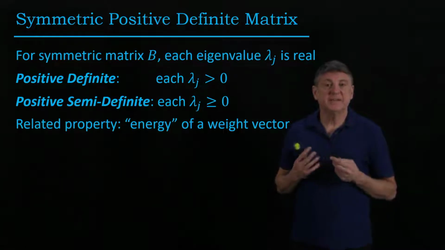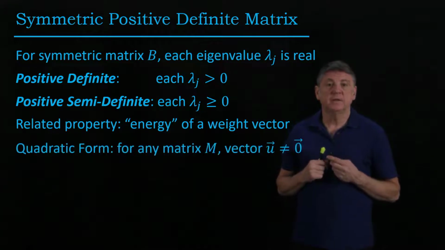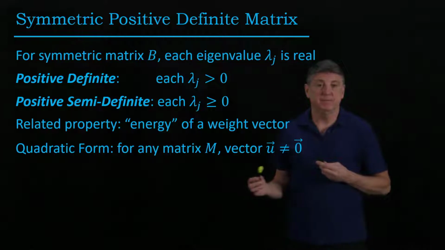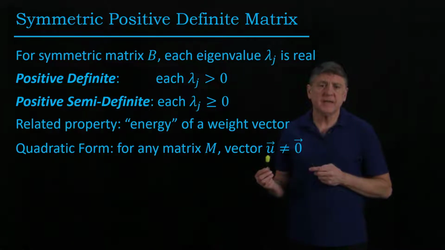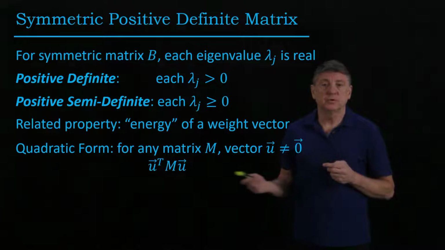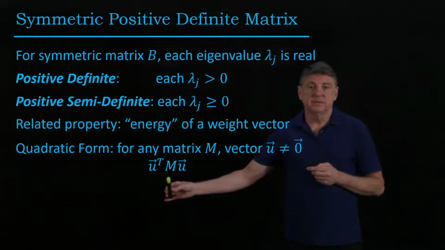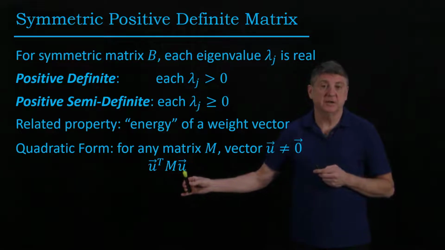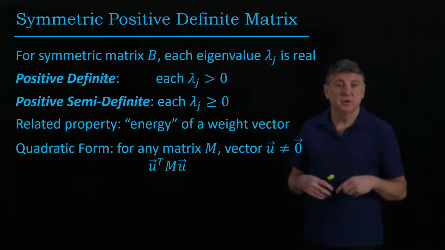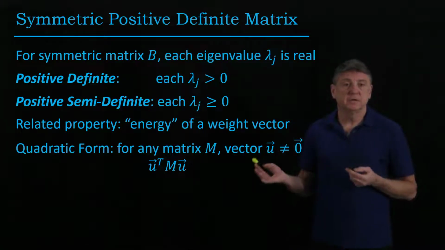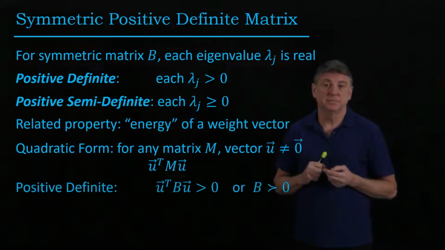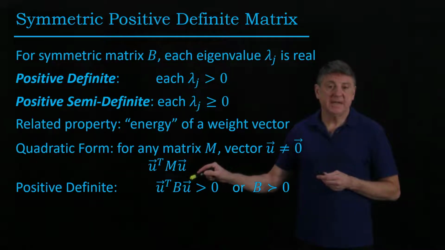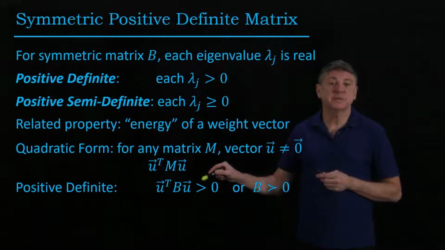A related property is the energy of a weight vector. And this is a colloquial term. What it means is, for any matrix M that is square and any non-zero u, the quadratic form is the matrix pre-multiplied by the transpose of the vector and post-multiplied by the vector. And so this is a scalar quantity, and the question is, are there restrictions on the values that this scalar can take on? And the answer is that for a positive definite matrix, the energy term or the quadratic form has to be strictly greater than 0.